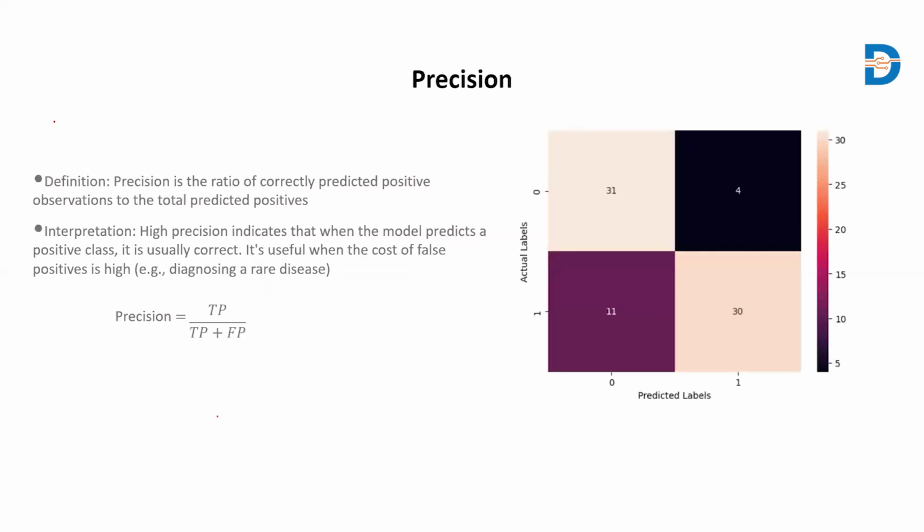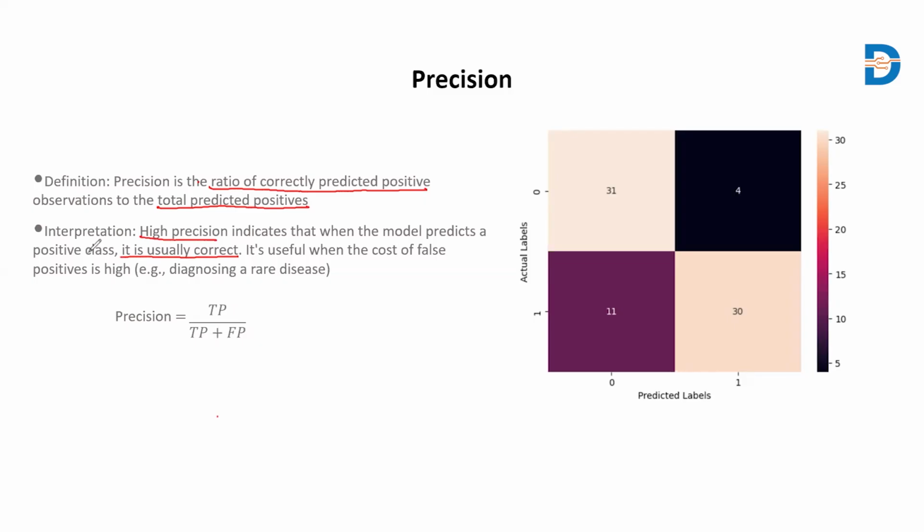What is precision? Precision is nothing but the ratio of correctly predicted positives to the total predicted positives. So among what the model predicted, we calculate how many are right. That is what is called precision. A higher precision value implies that it is usually right. It has predicted most of the values right.